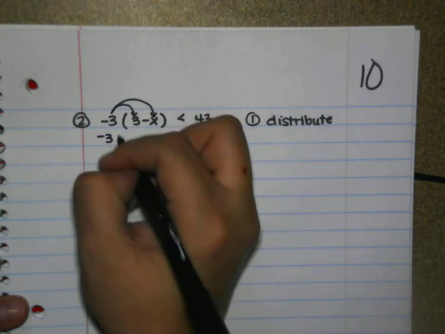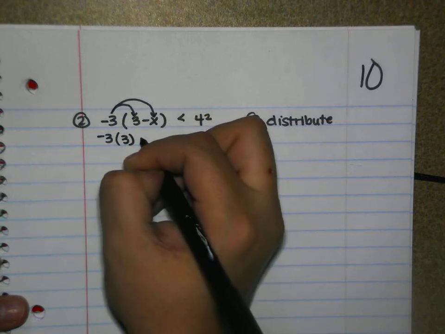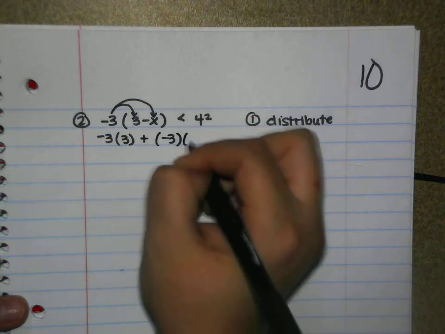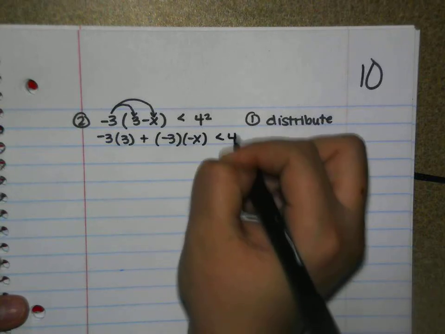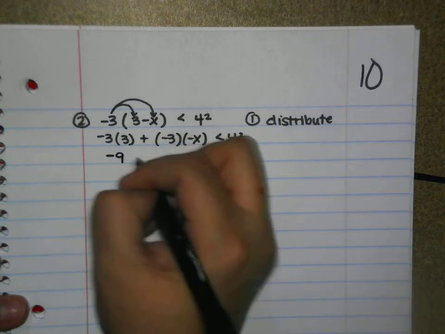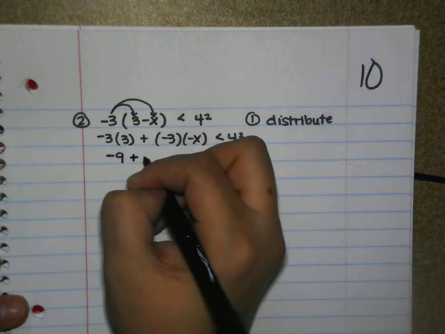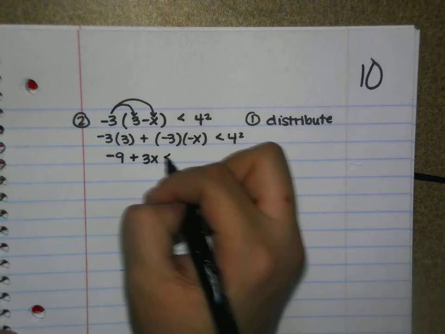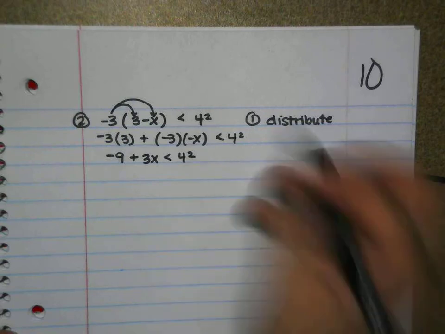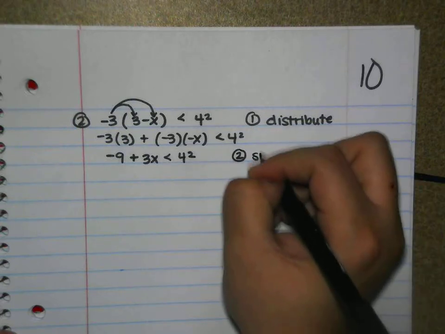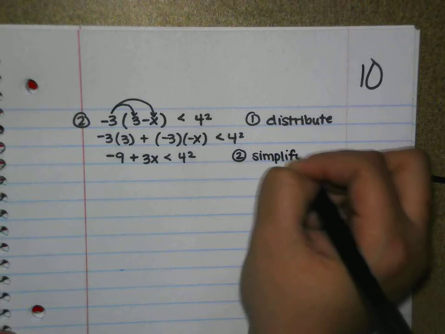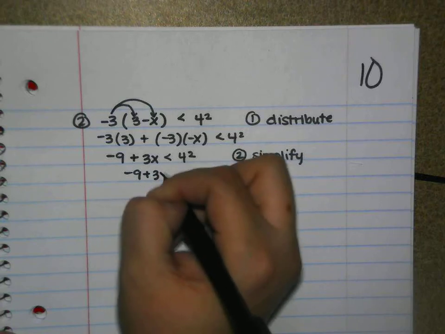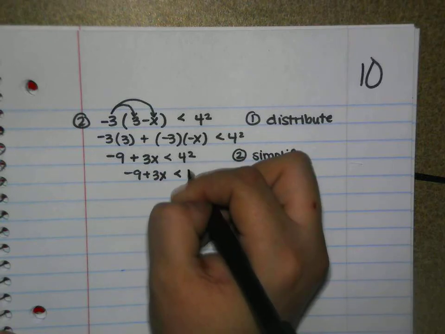So that's going to look like this. Negative 3 times 3, plus negative 3 times a negative x, is less than 4 squared. That's going to give us negative 9 plus 3x. These two negatives canceled each other out when we multiplied. Is less than 4 squared. And now let's go ahead and simplify that exponent, because it's going to make it easier. So then we have negative 9 plus 3x is less than 4 times 4, which is 16.